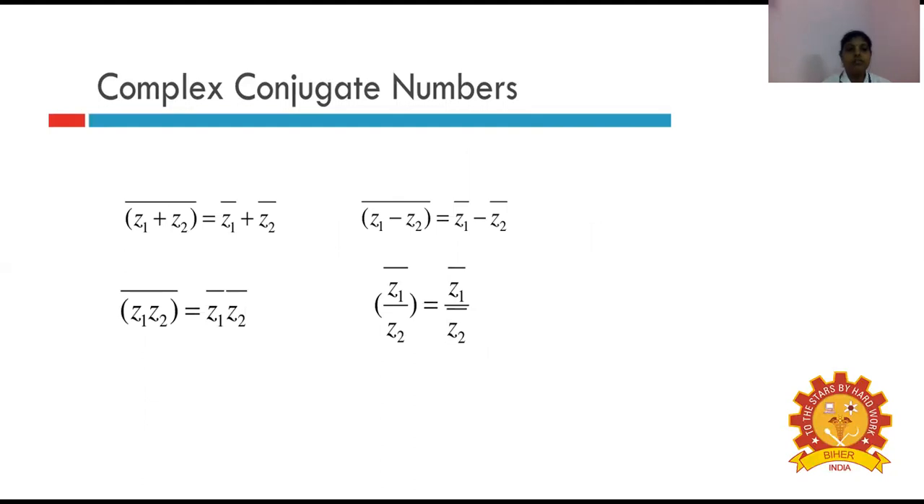Next, results of complex conjugate numbers. (Z1 plus Z2) whole bar equal to Z1 bar plus Z2 bar. Next, subtraction. (Z1 minus Z2) the whole bar equal to Z1 bar minus Z2 bar. Next, come to multiplication. (Z1 into Z2) the whole bar equal to Z1 bar into Z2 bar.